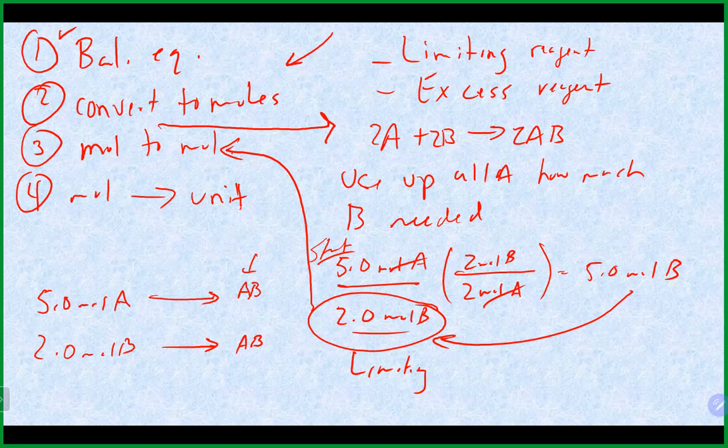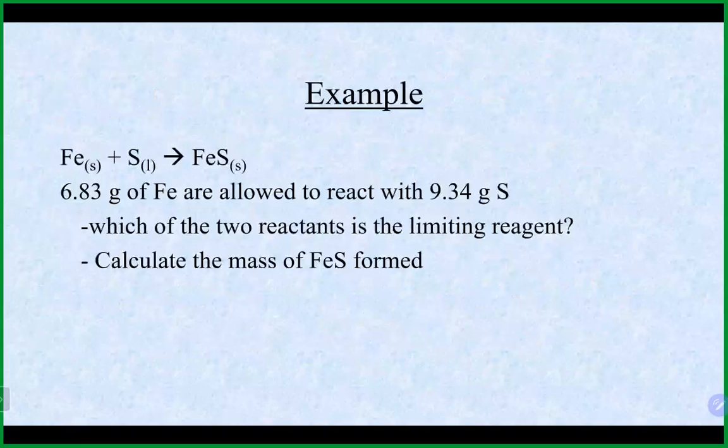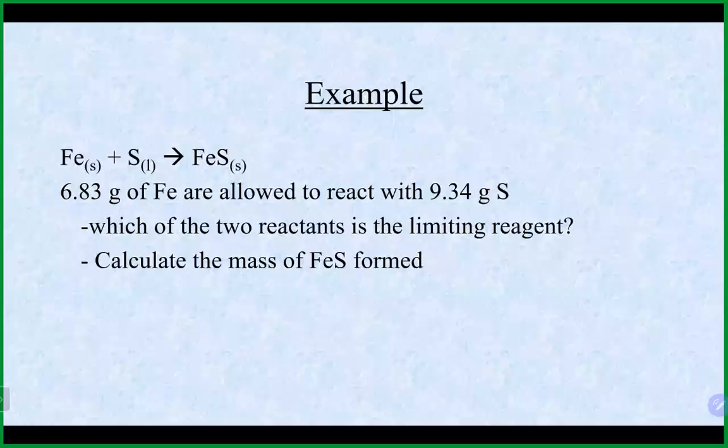Any questions on those? All right, so why don't we actually try one here, or why don't you give one a go? We'll try this one here. Let's say we did this reaction, a little iron plus some sulfur, make some iron 2 sulfide, and we start with 6.83 grams of iron, and it reacts with 9.34 grams of sulfur. So sulfur is 32.07 on the periodic table. Iron is still 55.85, I hope. Yeah, 55.85.